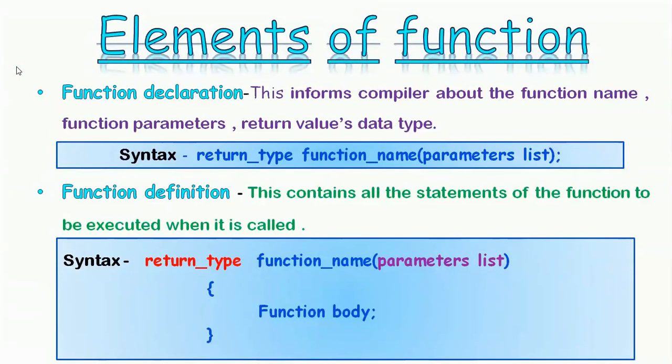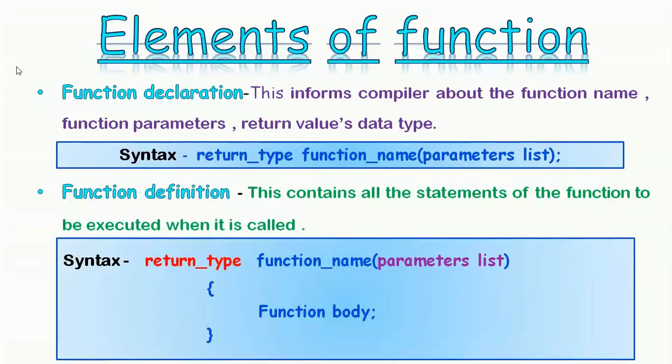Now, elements of function. There are three elements of function, that is function declaration, function definition, and function calling. First of all, function declaration. Function declaration tells the compiler about the data type of returning value of function and the name of the function and parameters list. Syntax for function declaration is return type, then function name, then parameters list, and then semicolon.